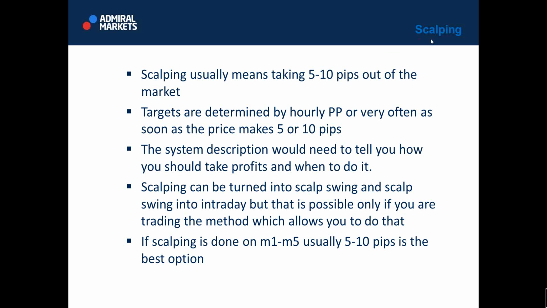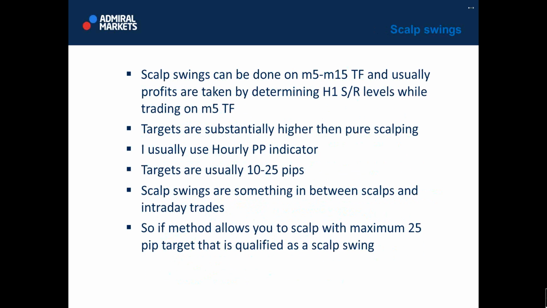So that is about scalping. We already talked about this, so I will be fast with this. If you scalp on 1 minute to 5 minute trades, you will usually take 5 to 10 pips in a single trade. Scalp swings, that is my term which I use for M5, M15 trading, and usually targets are 10 to 25 pips. Scalp swings are something in between scalps and intraday trades. So if the method allows you to scalp with a maximum 25 pip target, that is qualified as a scalp swing.